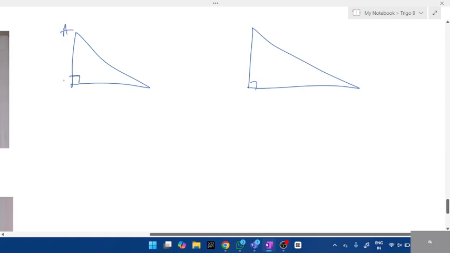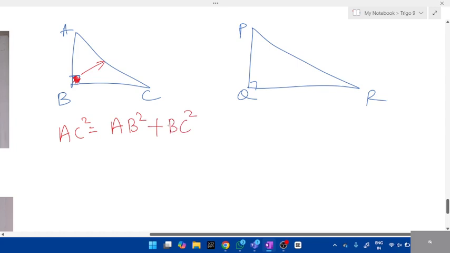Last concept, A, B, C. Okay, let me take ABC. In ABC, apply Pythagoras theorem, students. In ABC, how do you apply Pythagoras theorem? Which is hypotenuse? AC square is equal to AB square plus BC square. This is if the triangle is given.